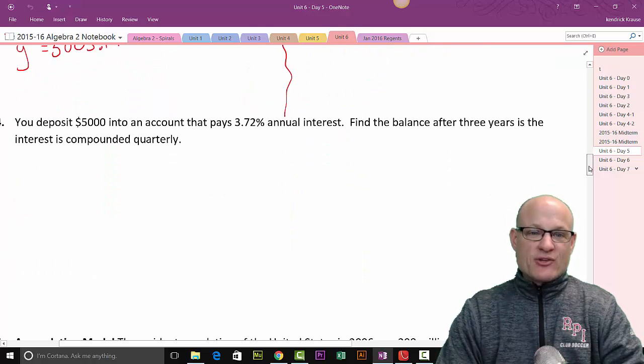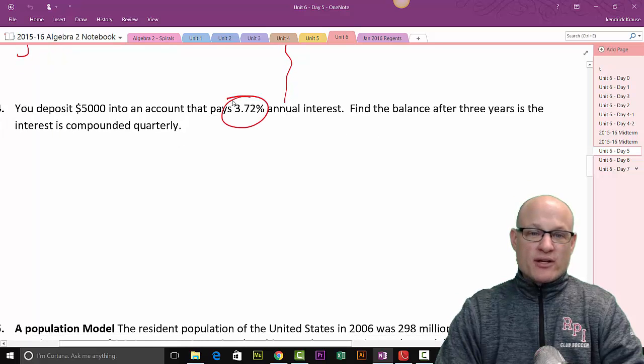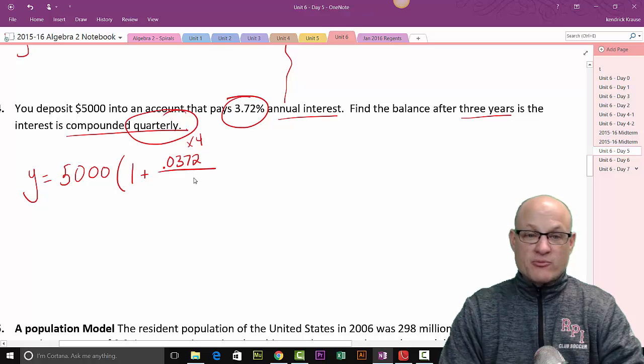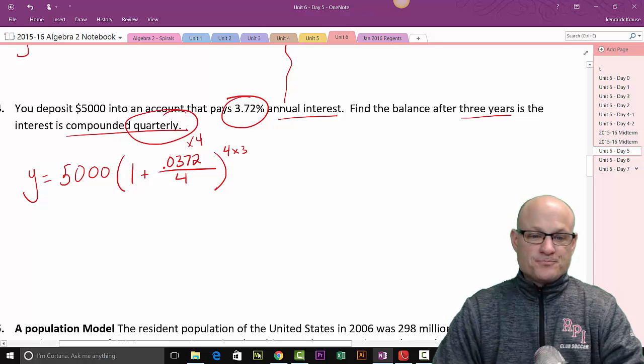All right, you deposit $5,000 in an account that pays 3.72% annual interest. Find the balance after 3 years if it is compounded quarterly. Now, quarterly means 4 times a year. So we're going to start with y equals our initial investment of $5,000, 1 plus, now our rate is 0.0372. Remember, if it was 3%, it would just be 0.03. Quarterly is 4 times a year, so we go 4 times after 3 years. So in this case, 4 times 3.